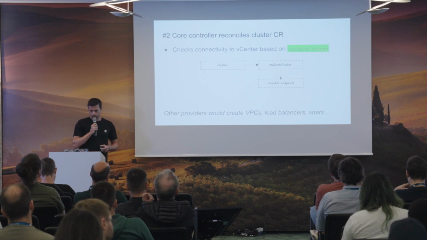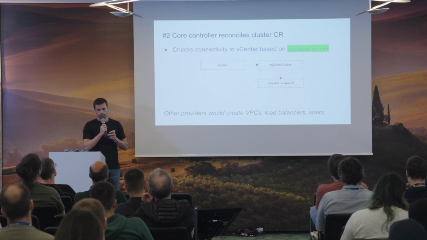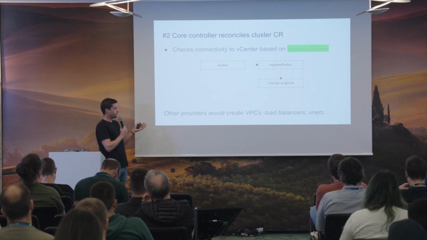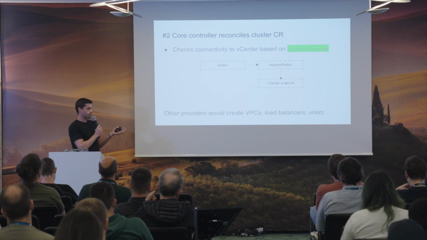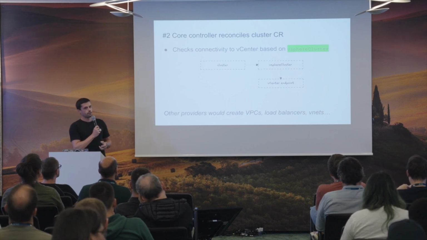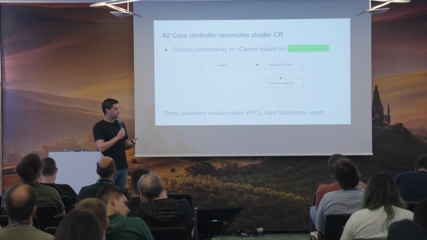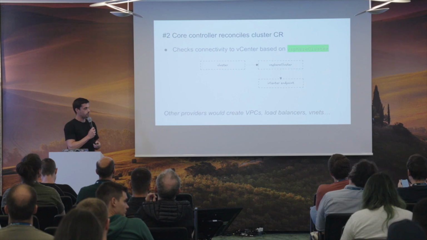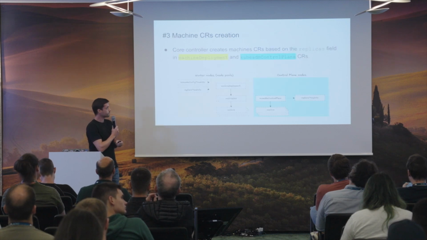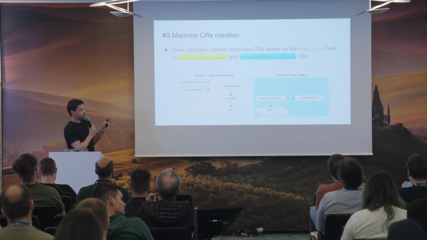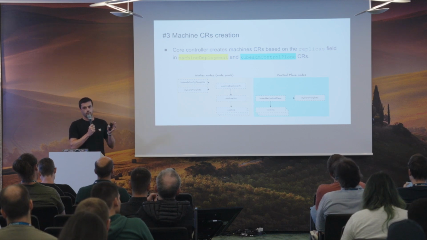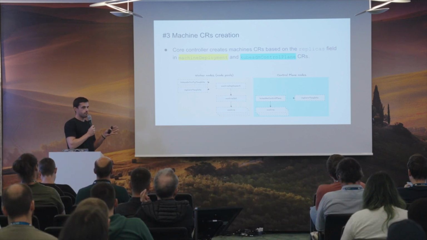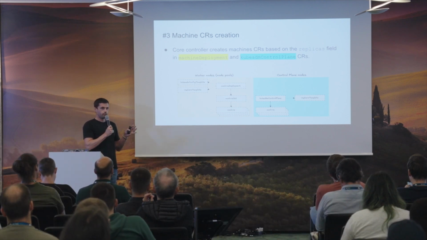So what happens when we apply all these CRs, the custom resources? In the case of vSphere, it's just going to check connectivity to vCenter, but with other providers like AWS or Azure, you're going to create a resource group, load balancers, all these things. But vSphere is just a simple hypervisor, so we have none of that to deal with. Then, based on the number of replicas in our machine deployment and kubeadm control plane, it is going to create the machine objects, the machine CRs, so there will be one machine per Kubernetes node.